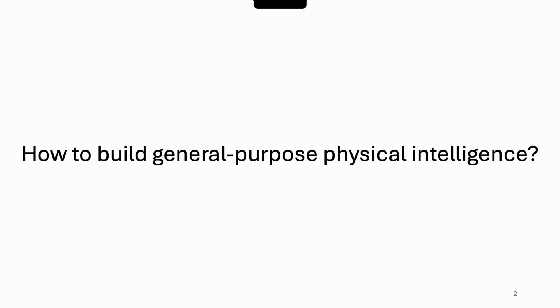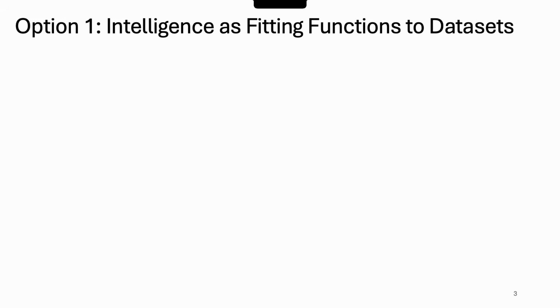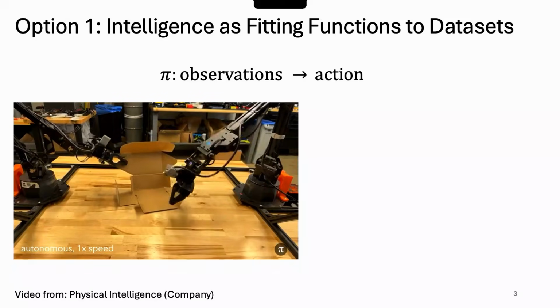I want to start from this broad question of how can we build general purpose physical intelligence, that is, some system that can perceive, can understand language, and can take actions in the physical world. One option to approach this giant problem is to think about intelligence as fitting functions to data sets. For physical intelligence, you say, I want to build a policy pi that maps from my historical observations to the next action to take. To build that, you collect data sets by teleoperation or different kinds of techniques. This is taken by a lot of the companies here on the West Coast.